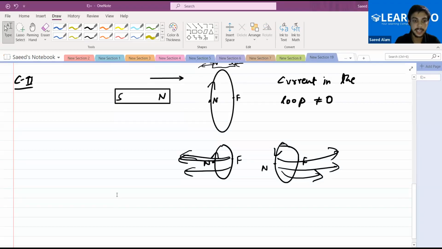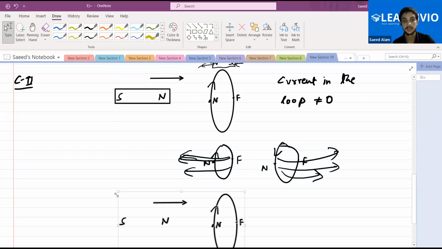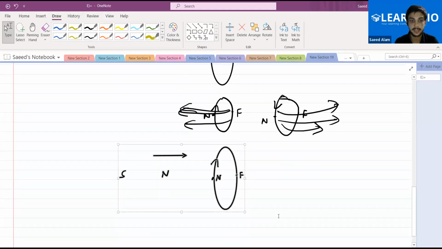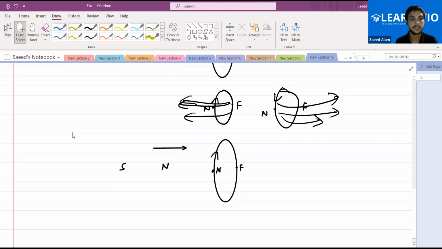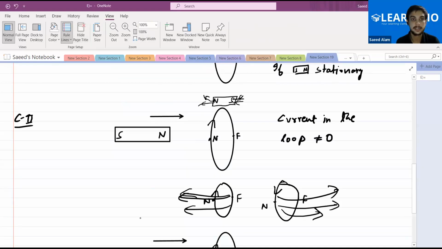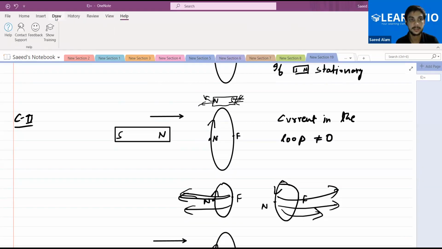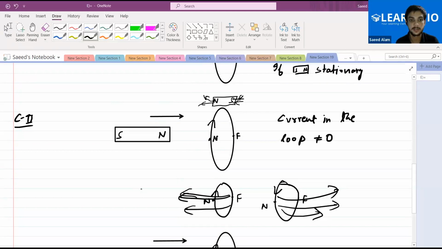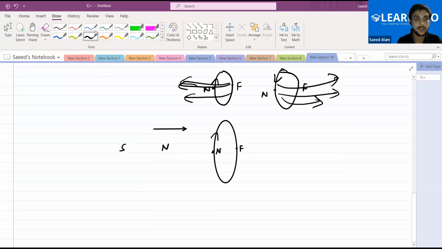In this case, this was the second case that we had taken. We had taken the same North Pole and the South Pole here, but this time the direction of movement that I'm choosing here is like this. Is this clear to you?